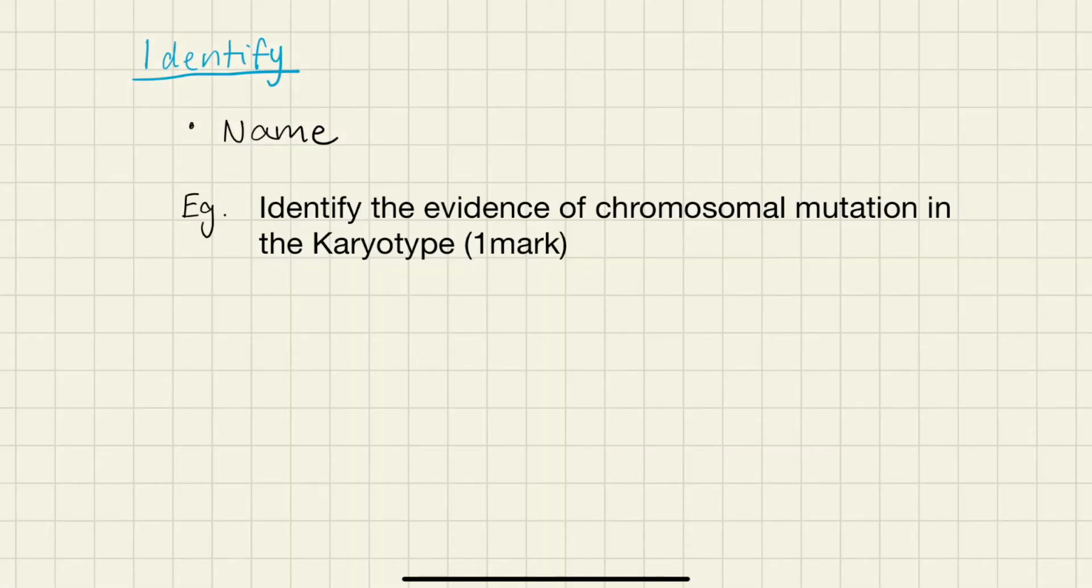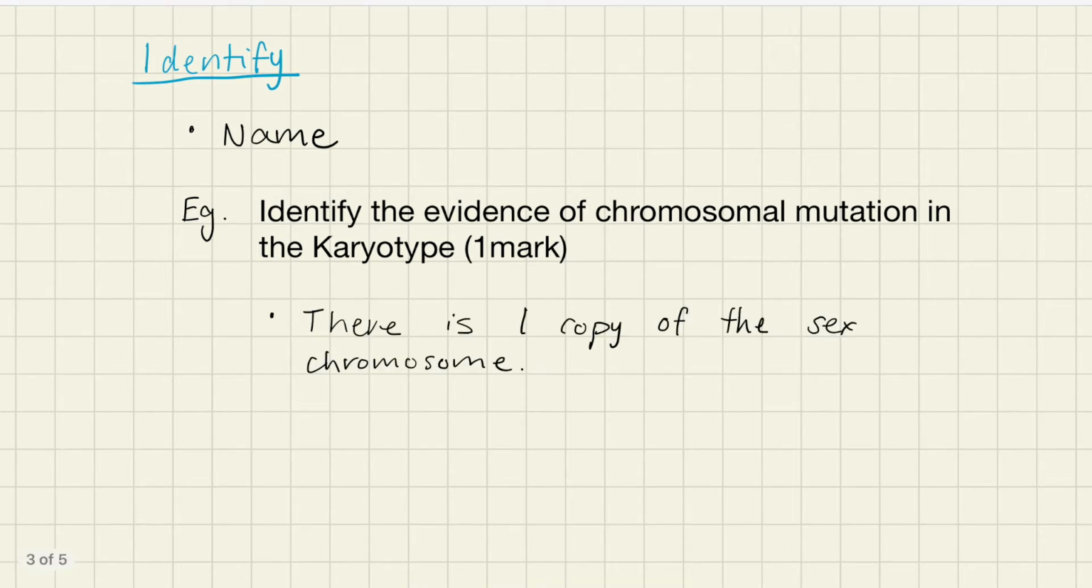This one is from the HSC 2019 paper: Identify the evidence of chromosomal mutation in a karyotype. And this was just looking at a graph. So the context isn't here, but to give you an idea of what you need to say, all you need to say is there is only one copy of one sex chromosome.